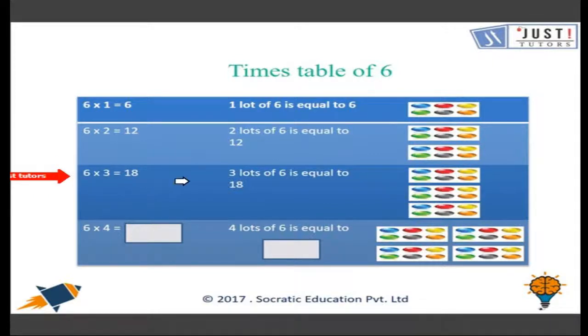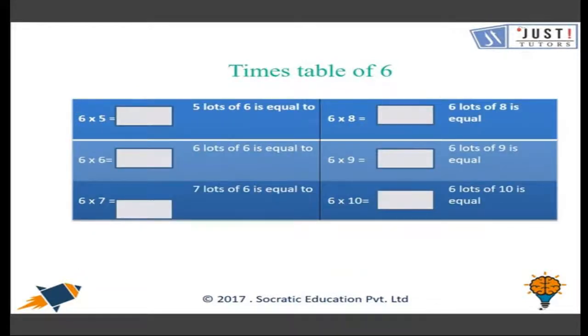Then 6 times 3, 3 lots of 6: 1, 2, 3. We will count the number of counters here, which is 18. Similarly, for 6 times 4, we have to count the number of counters in here, which is equal to 24. So 6 times 4 is 24. Now let's complete this table.